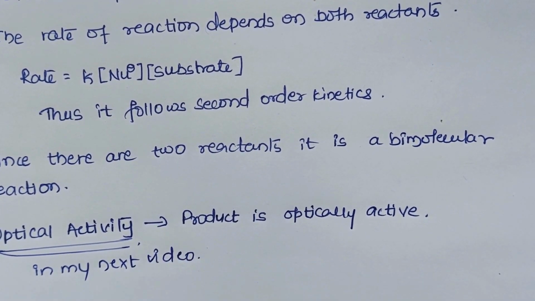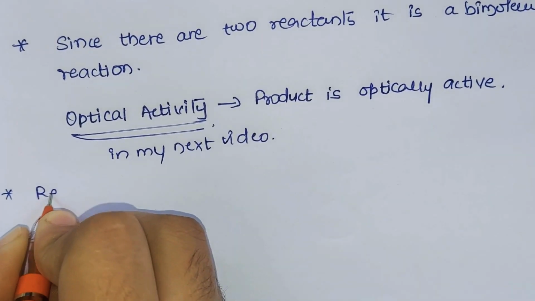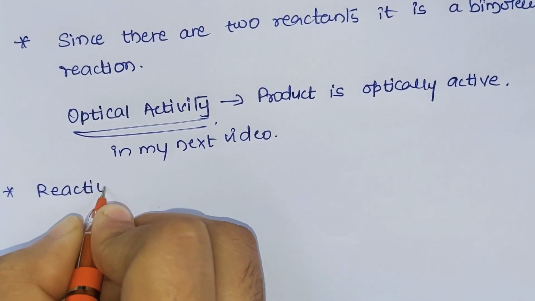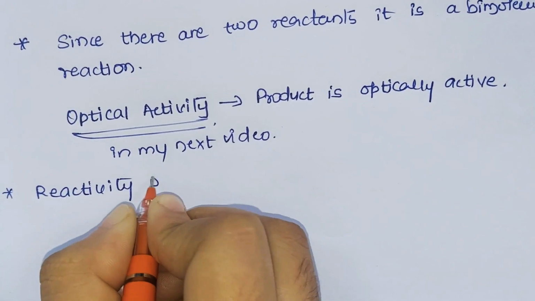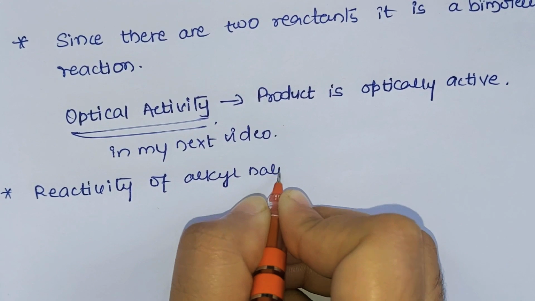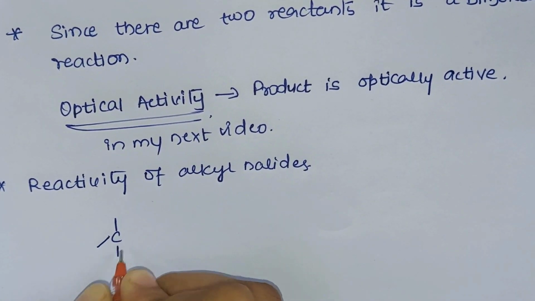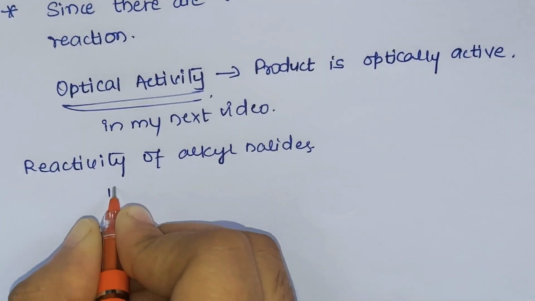Next is reactivity order. So what is the order of reactivity of alkyl halides? We have already studied three different alkyl halides, that is primary alkyl halide, secondary alkyl halide and tertiary alkyl halide. So what do we observe in primary alkyl halide?